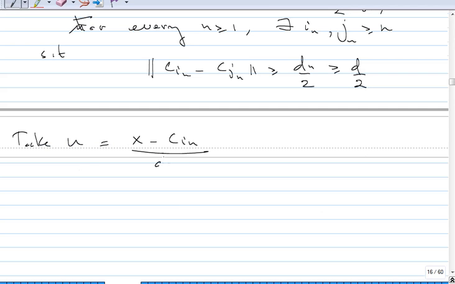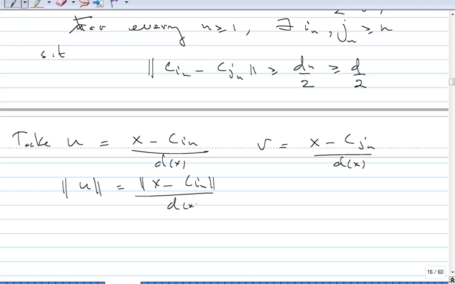Let u equal x minus Cin divided by dx, and v equal x minus Cgn divided by dx. Then what do we have? We have the norm of u, the norm of x minus Cin over dx, and this is the distance from x to Cin over dx. All the distances are less than dx. dx is the supremum, so this is less than 1, and the same holds for the norm of v as well.